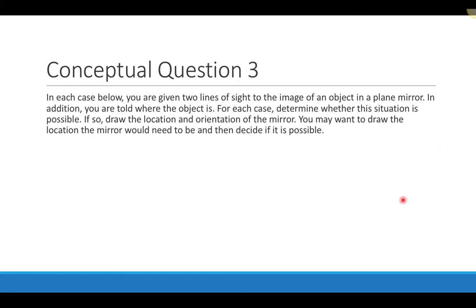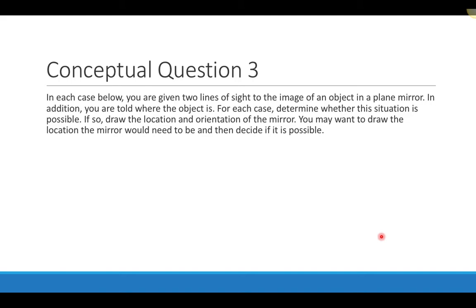The third question here is definitely more challenging, but it's something that I like to do just to show how mirrors work. In each of the cases that we're going to look at, you're going to see the two lines of sight to the image of an object that's in a plane mirror. In addition, you're told where the object is. For each case, determine whether this situation is possible. If so, draw the location and orientation of the mirror. You may want to draw the location the mirror would need to be, and then decide if it's possible.